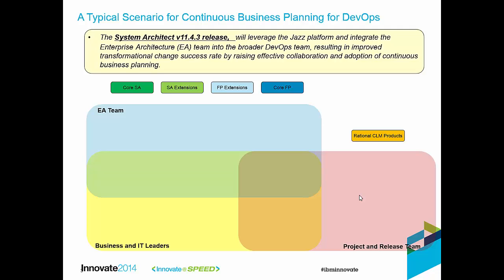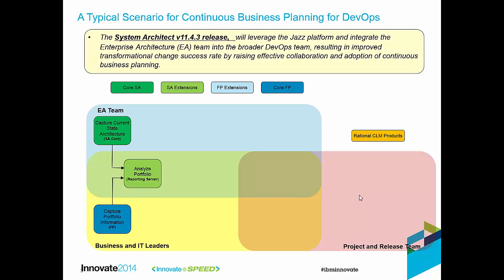So, what we've got here is a sort of Venn diagram showing the three areas: the EA team on top, the business and IT team on the bottom, and then the project and release teams on the right. And typically, the EA team, the enterprise architecture team, would capture the current state and analyze it using the middle layer. Now, the middle layer is where SIDM comes into play, and then on the bottom we would also have data coming from Focal Point. So this is our portfolio management tool.